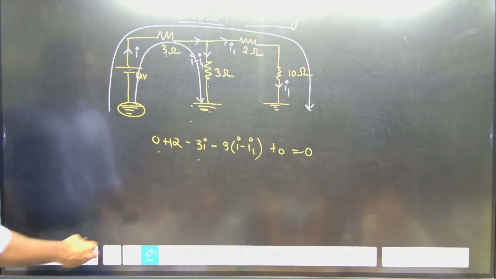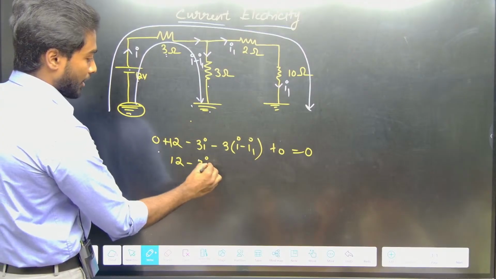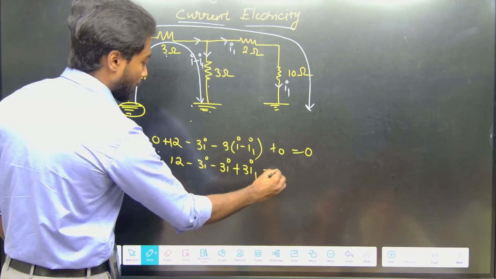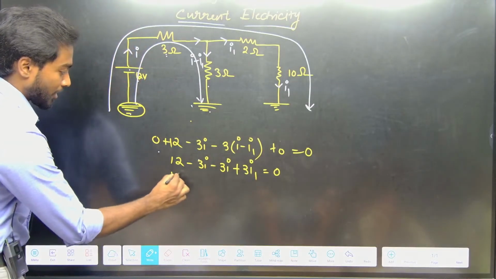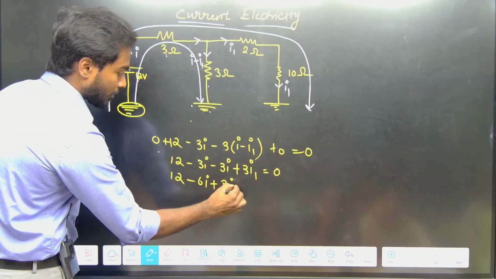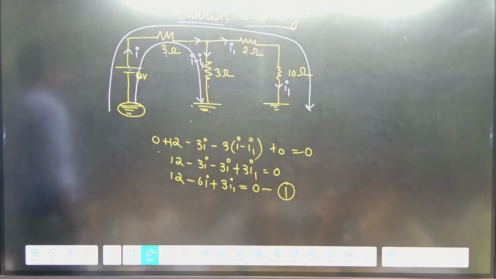Okay. Then can I expand this one? 12 minus 3i minus 3i plus 3i1 will be equals to 0. So which is nothing but 12 minus 6i plus 3i1 equals to 0. This is my first equation, right?